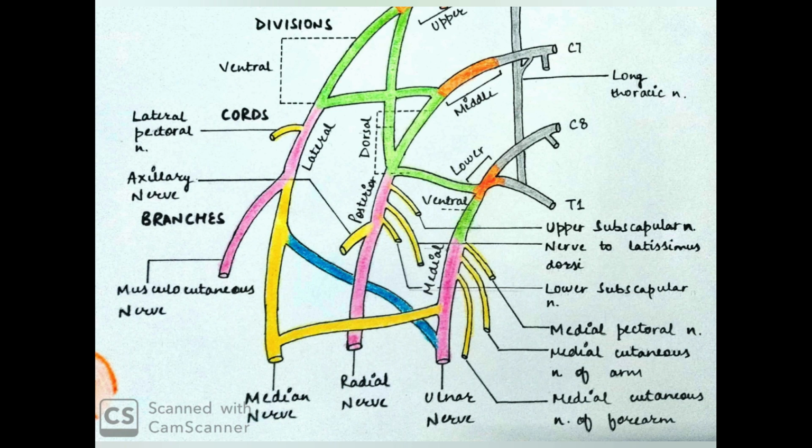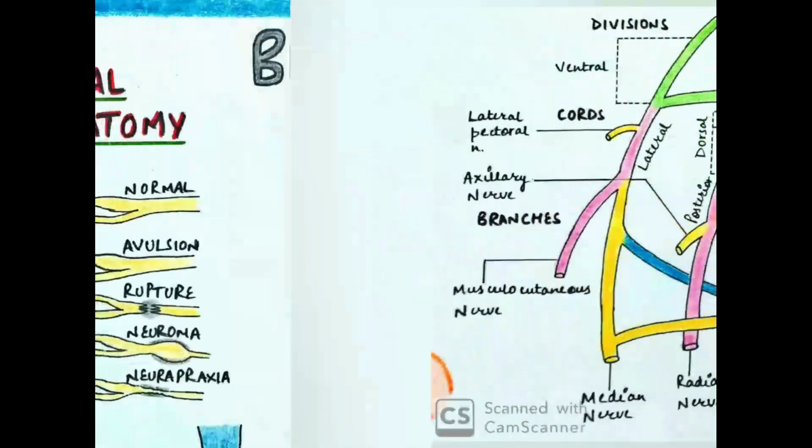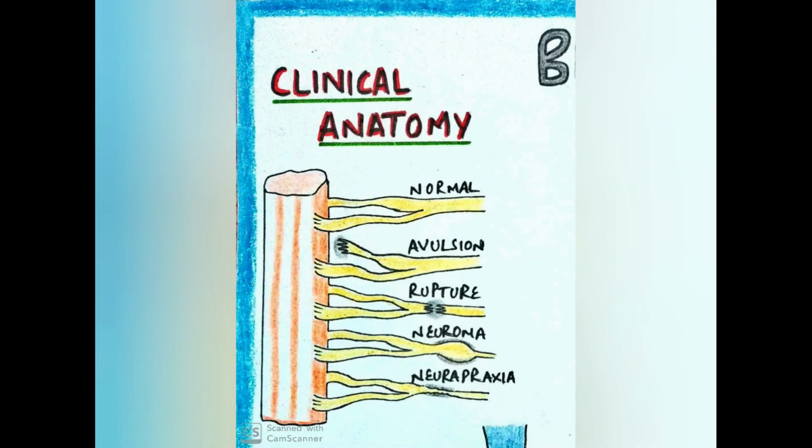Fourth is the axillary nerve with root value of C5 and C6, and it supplies the deltoid muscle. Fifth is the radial nerve with root value of C5 to C8 and T1. It supplies all the three heads of the triceps brachii muscle, and it supplies 12 muscles on the back of the forearm.